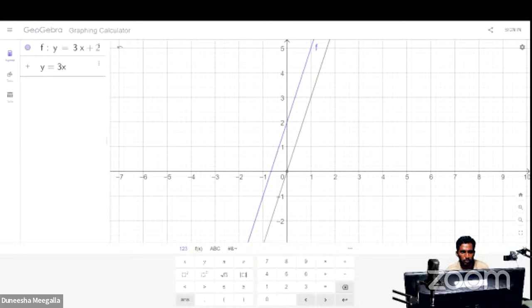Can you see now? y = 3x. Where does it go? It's going through 0, where? The black mark. Can you see? It goes through (0,0), doesn't it? Can you see? y = 3x.